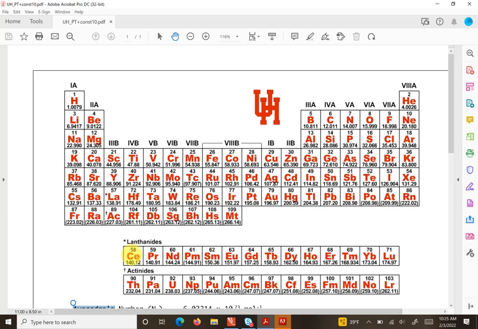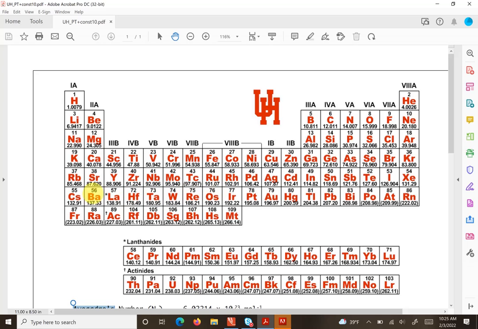And then you go 4f, 1, 2, 3, 4, 5, 6, 7, 8, 9, 10, 11, 12, 13, 14 to get to number 71. That's 4f14. Then we go up to 72. We're going in numerical order here. We're back in the 5d, and this is 5d2, the second one, 3, 4, 5, and then 6 for osmium.